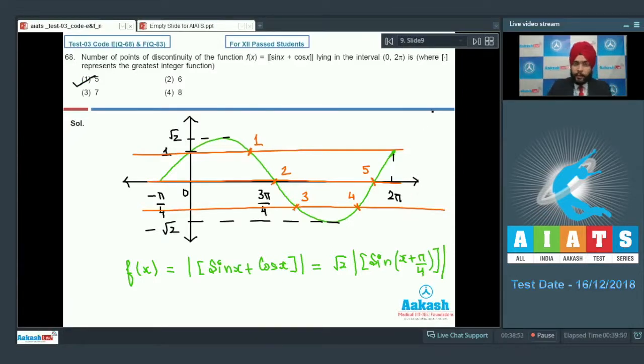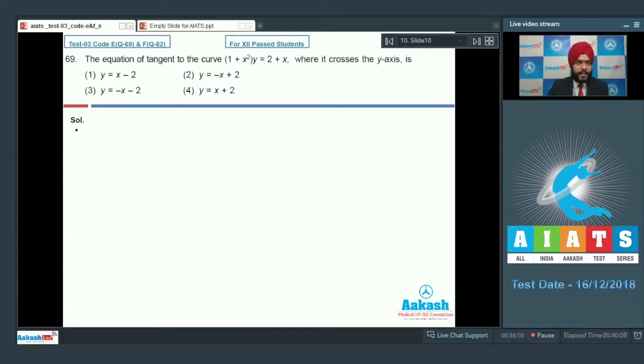Okay, let us move on to 69. Question number 69 says that the equation of the tangent to the curve (1 plus x square) into y is equal to 2 plus x, where it crosses the y-axis. So if it is crossing the y-axis, put x equal to 0 to get the coordinates of that point. Putting x equal to 0, I'll get y equal to 2. So the point P where I need the equation of tangent is (0, 2).